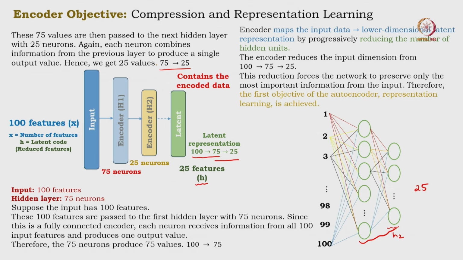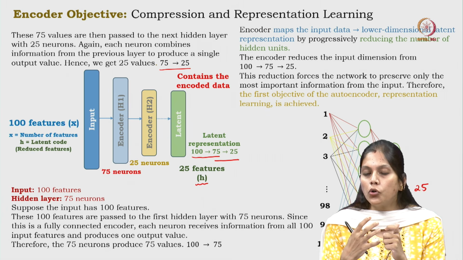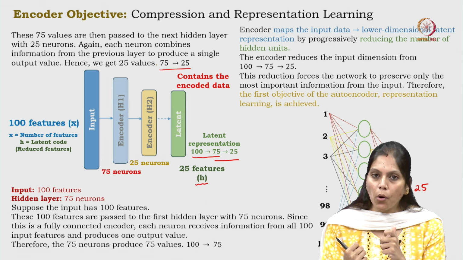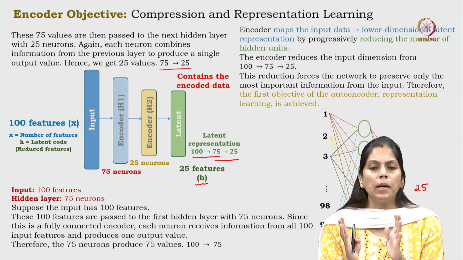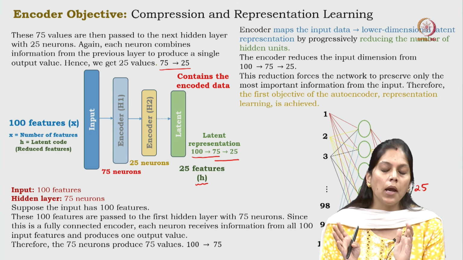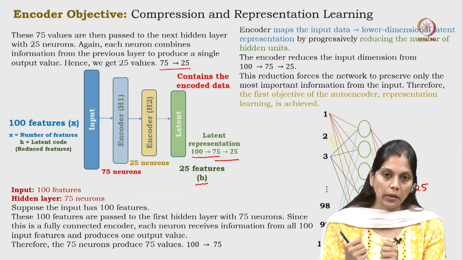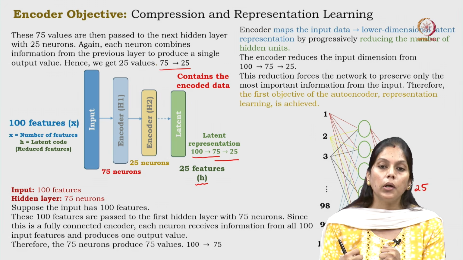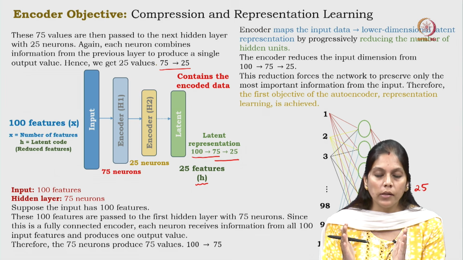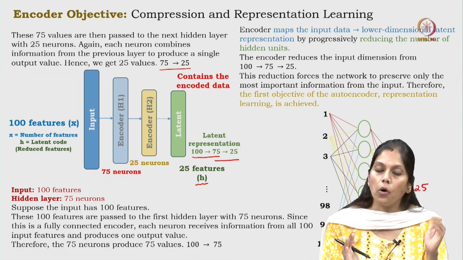Now you can ask the question, is 25 fixed? It's a hyperparameter. So you can decide what your latent space should be, and accordingly design the encoder network. Now this reduction, from 100 to 75, from 75 to 25, has it not forced the encoder to learn the most important features from the input? Because ultimately the aim is to have only 25. If the aim is to have 25, you are forcing the network to learn only the most important features, so that the 25 you have is a compact, important representation of the given input.